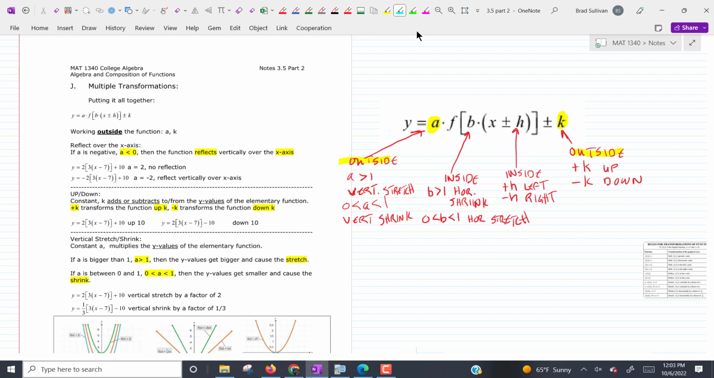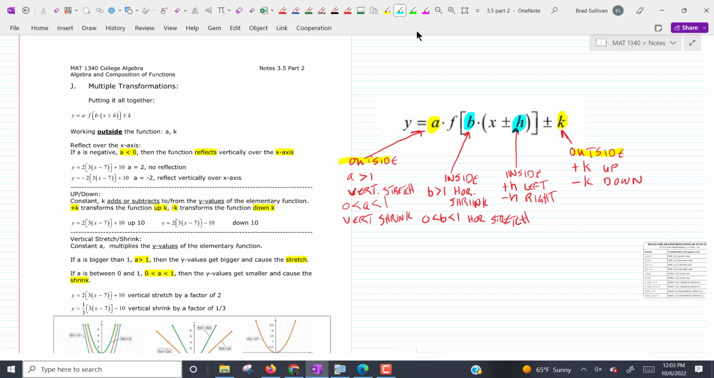And again, if you're inside the function, I'm highlighting what's inside of the function. If you add to x, that takes you to the left. If you subtract h, that takes you to the right. And the number that you multiply by is always doing stretch or shrink. If b is bigger than 1, you horizontally shrink. If b is between 0 and 1, you horizontally stretch.